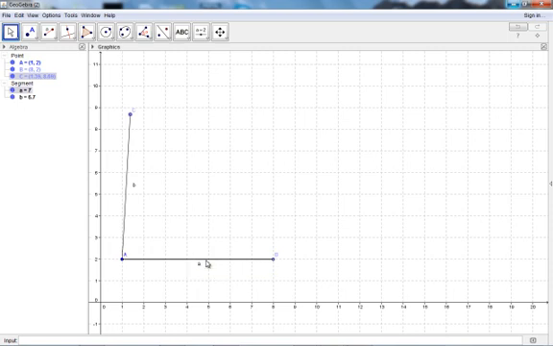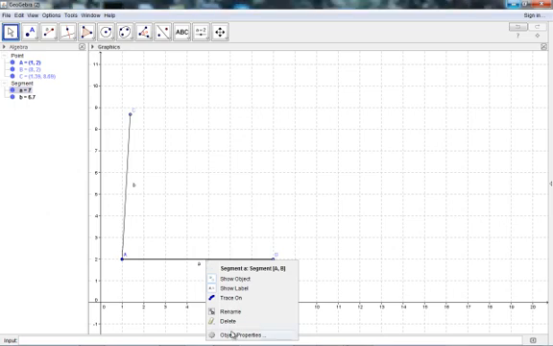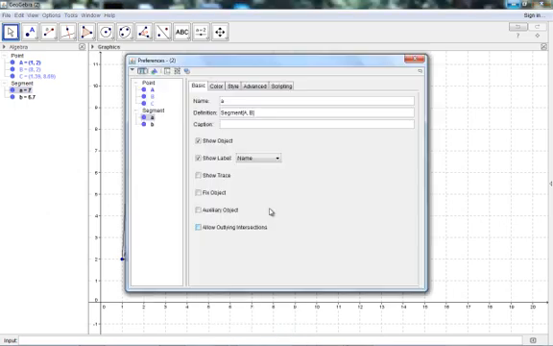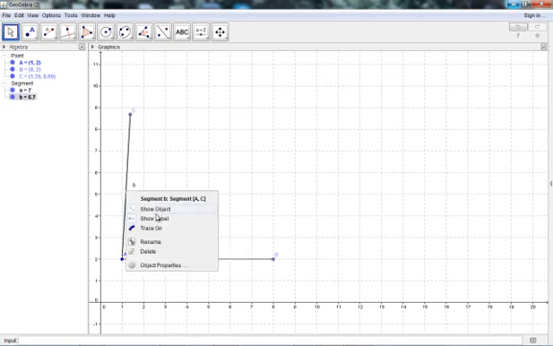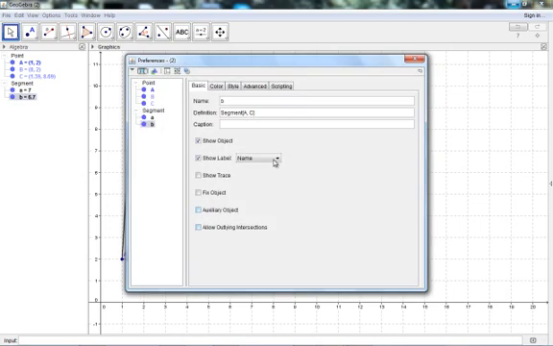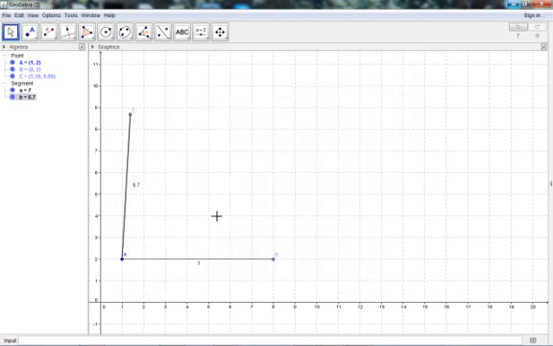So you can actually click on the line itself and go to Object Properties. And where it says show label, you have a choice of name or value. If you click on value, it actually shows you the length so you can remember which one is which. So I'm going to right click on this line, go to Object Properties, and I want to show value. Again, that was a right click, and this is what comes up. You just want to choose value. And this way I know which one is 7 and which one is 6.7.